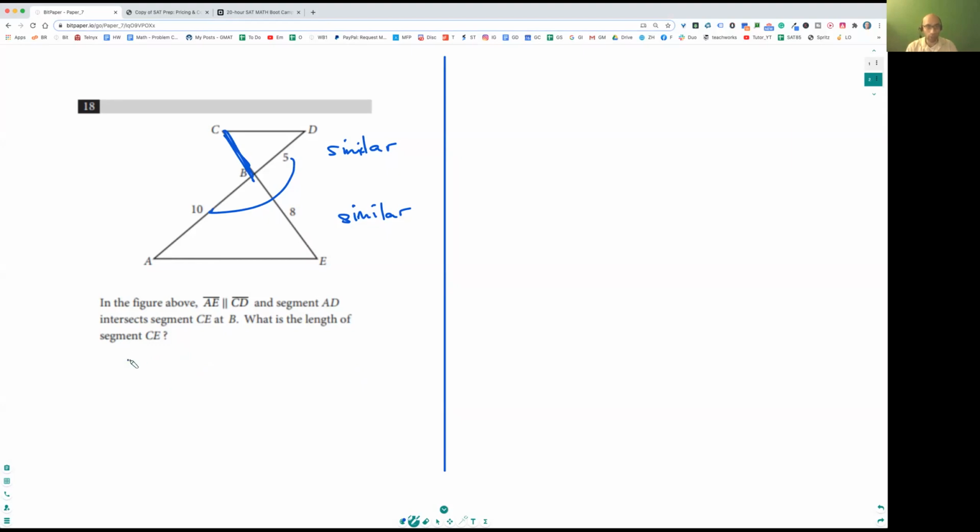You're going to write CB over BE, this is parallel to this, so CB over BE, which is 8, is equal to 5 over 10. And then you can solve this. So you can see how the scale factor goes. This is half of this, so this can be 4. There are a variety of ways of thinking about this.